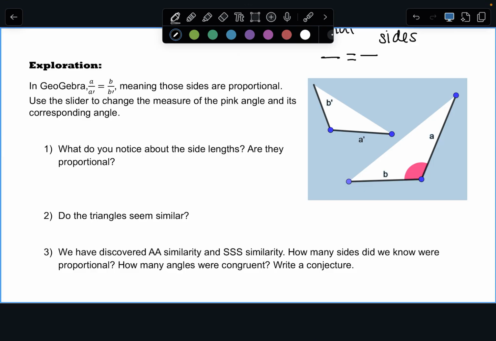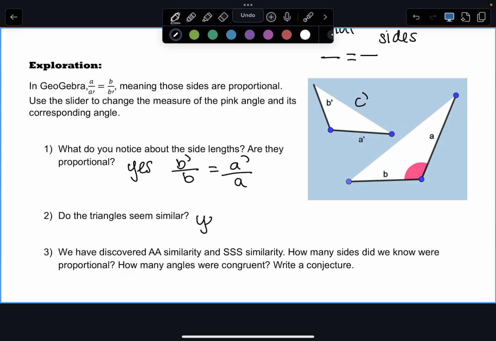What we noticed about the side lengths was that they were proportional. We slid that thing, it did the cool graphics, and they told us that B prime over B was equal to A prime over A. We didn't technically know about our other side. Let's call this side C. We didn't know about side C, but we didn't have to because we knew enough. Were our triangles similar? Yes. They were similar by AA, technically, once I revealed the green congruent angles.